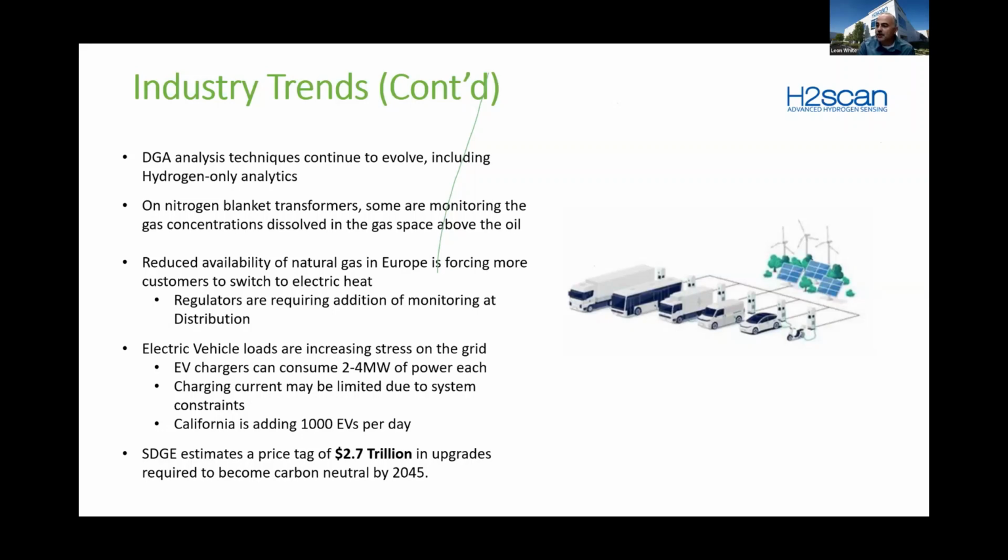In nitrogen blanket transformers, some are monitoring the gas concentrations dissolved in the gas space above the oil. And so if you think about when gases are produced in the oil, it moves up to the gas space. And so you're going to see that gas very quickly in the gas space versus in the oil. It takes time for that gas to dissolve in the oil and reach the monitor.